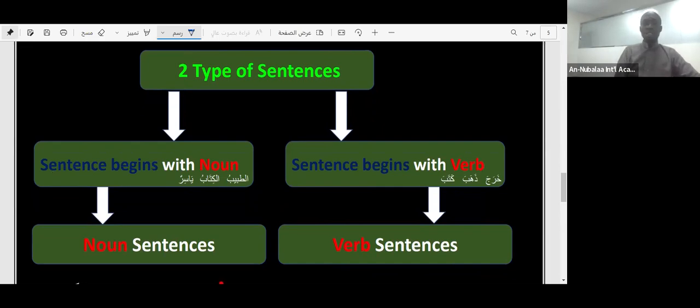A sentence that begins with a noun, we call it a nominal sentence. Nominal sentence or noun sentence. Al-muhim. You can call it a nominal sentence. You can call it a noun sentence.